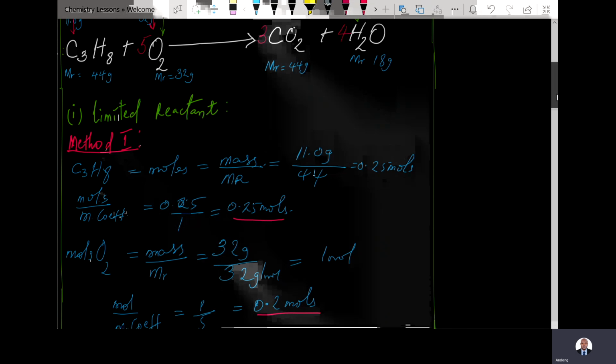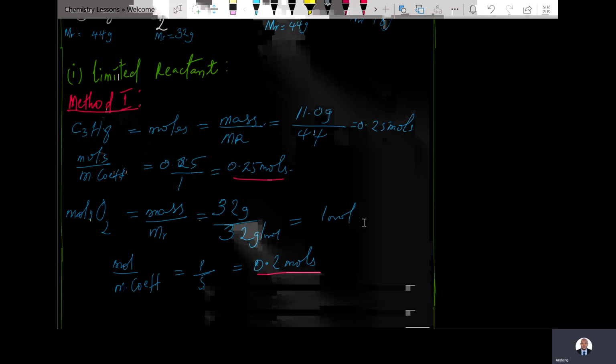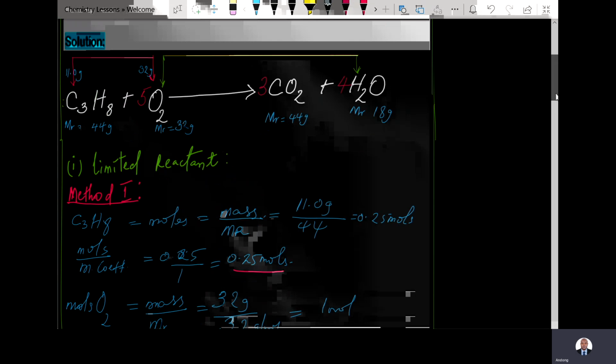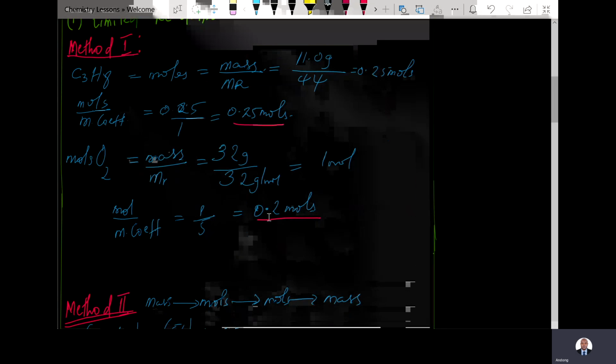Then let's go to oxygen. The mass of oxygen that was given is 32, and its MRO is 32, and 32 divided by 32, we have 1 mole of oxygen that was given. Now, in order to divide this 1 mole by its molar coefficient, oxygen from the equation has a coefficient of 5. We divide the 1 mole by 5, which is 0.2 moles of oxygen.